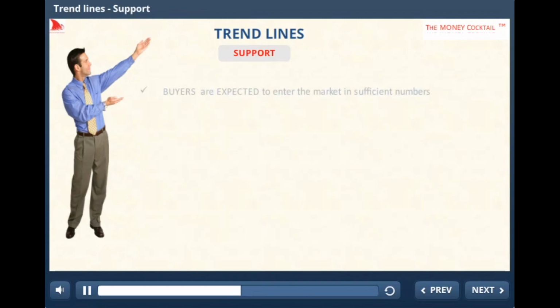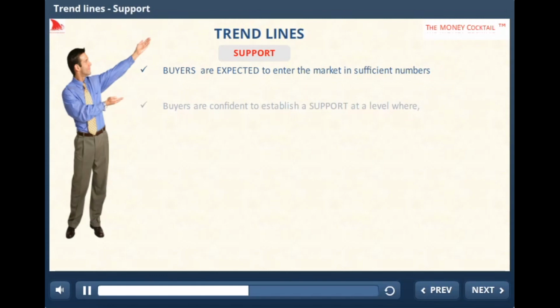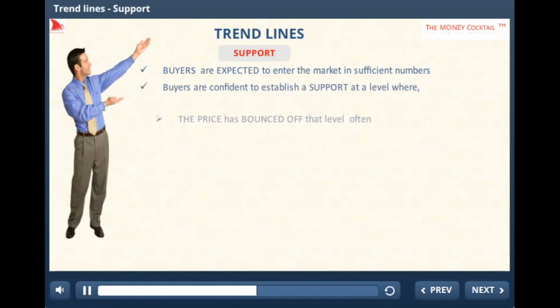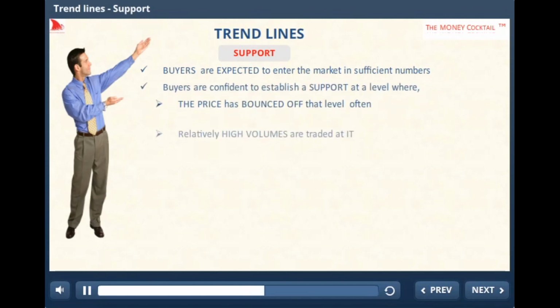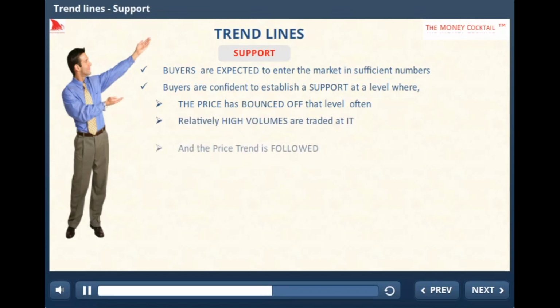So at a support, buyers are expected to enter the market in sufficient numbers. Buyers are confident to establish a support at a level where the price has bounced off that level often, relatively high volumes are traded at it, and the price trend is followed.